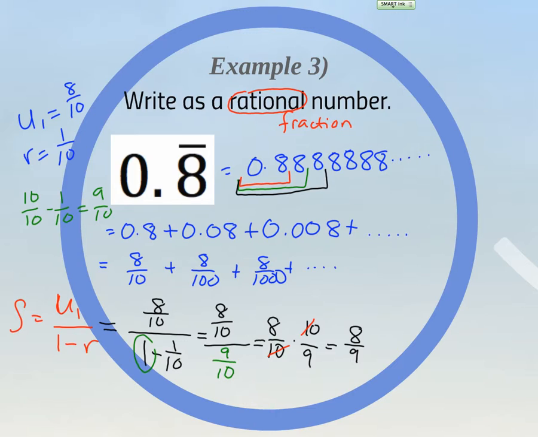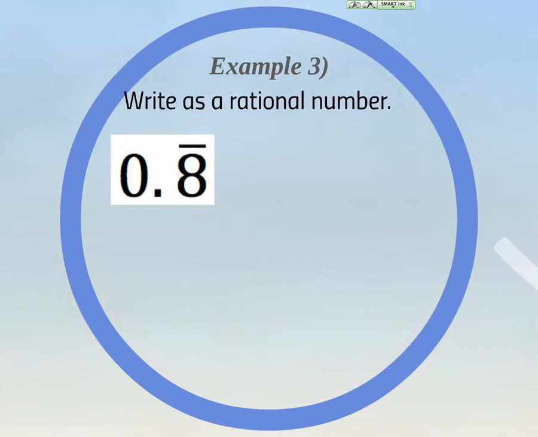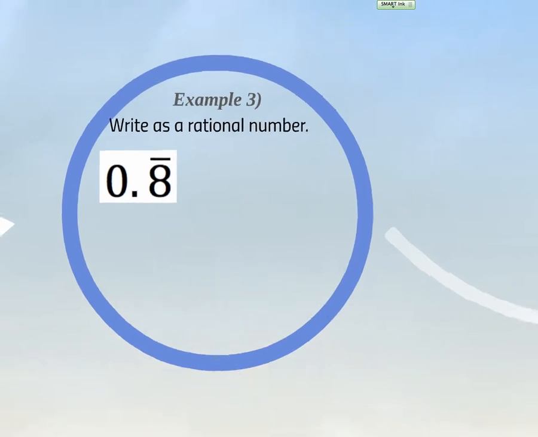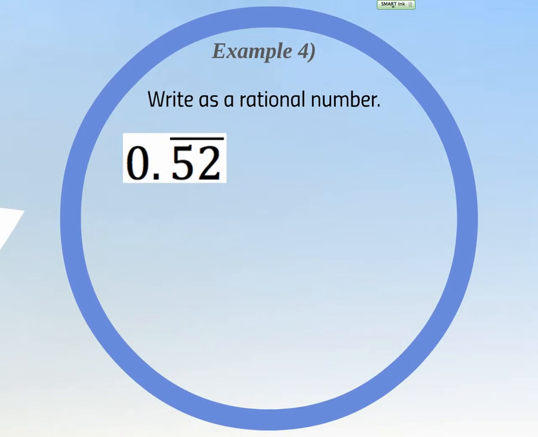Are you guys surviving through this stuff? Okay, well let's try one more like this. Okay, same type of problem, but now it's 0.52 repeat.